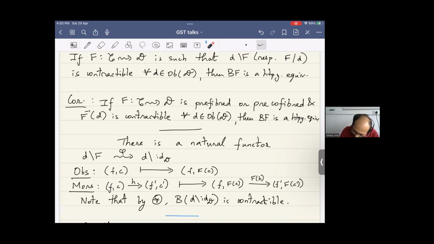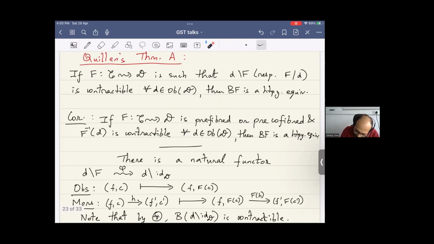Okay, so corollary: if this is pre-fibered or pre-co-fibered, and F inverse D is contractible. So remember that pre-fibered or pre-co-fibered essentially states that F inverse D is homotopy equivalent to these guys, right? So if this is contractible and it's pre-fibered or pre-co-fibered, then this is contractible, and then theorem A applies and says that it's a homotopy equivalence.